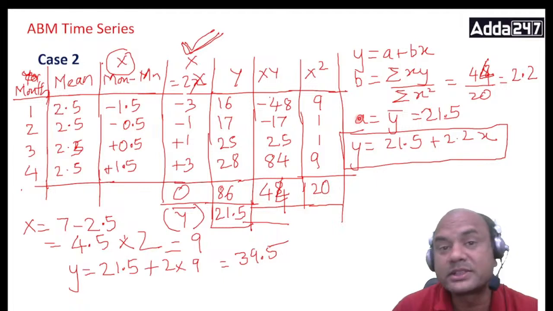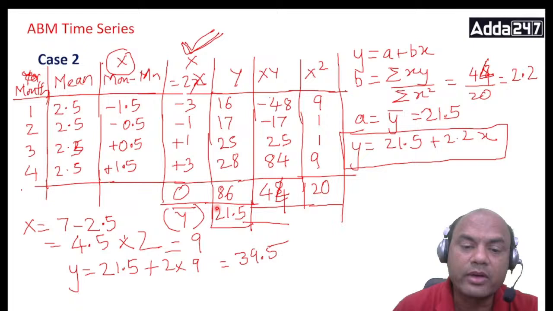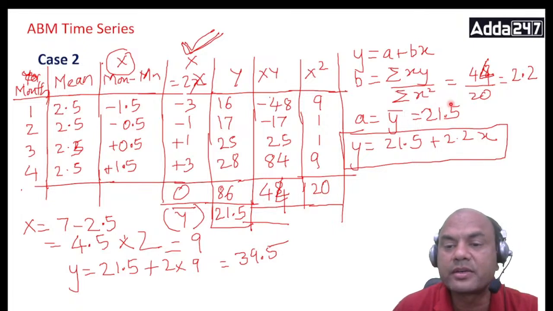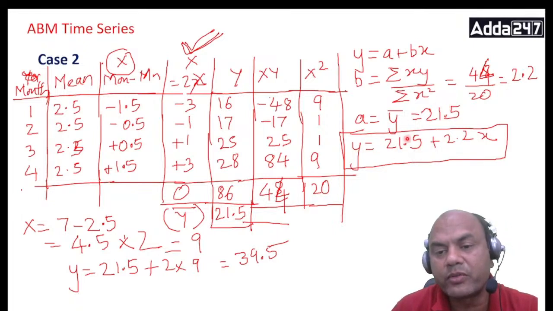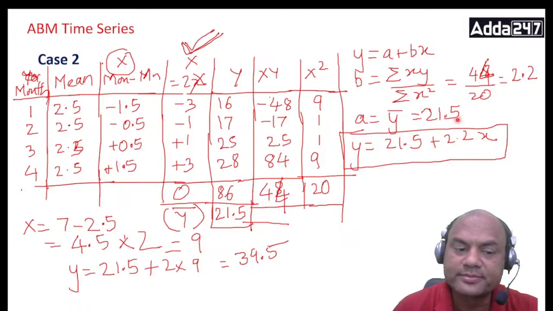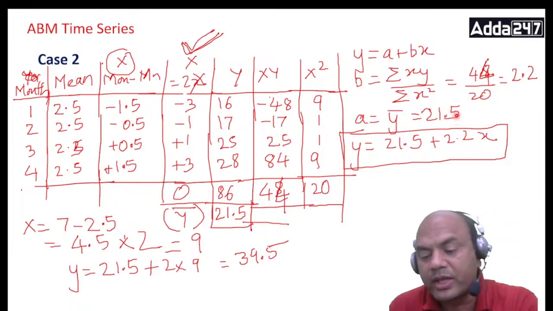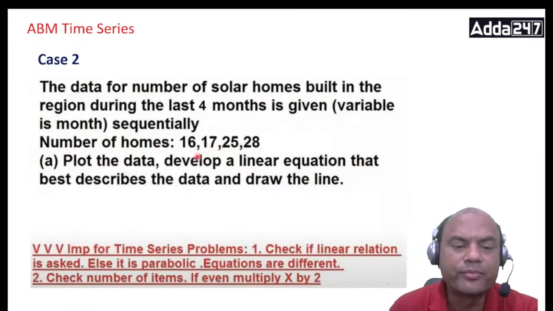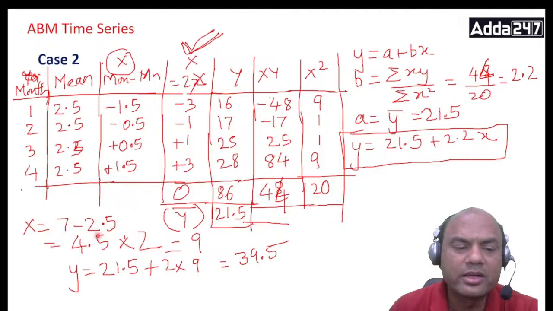What is a? Just now we saw it. A is simply y bar. So put the y bar. Y bar is 21.5. So this is your answer: y equals a plus b into x, that is 21.5 plus 2.2 into x. So you have got this. Right? Now if they ask you, have they asked you something? No. If they ask you, I have taken here some example.